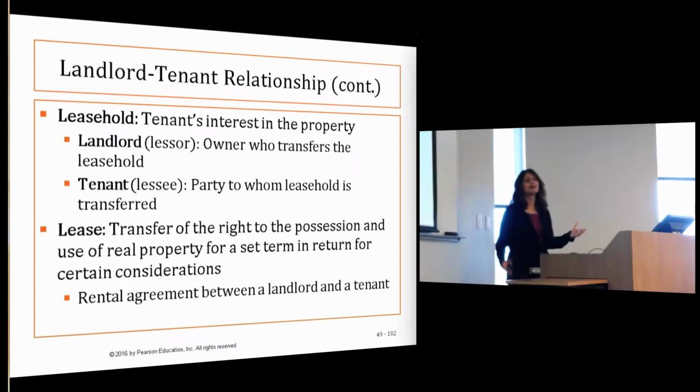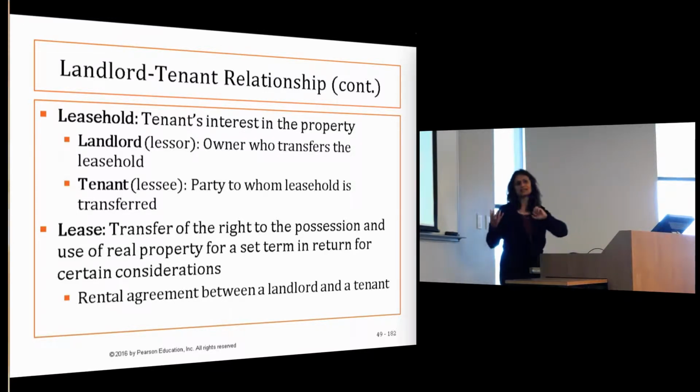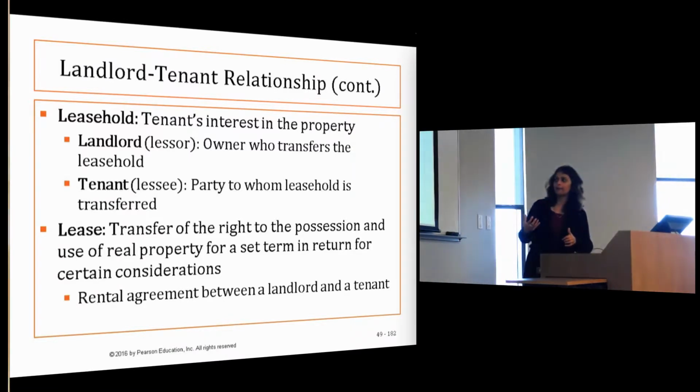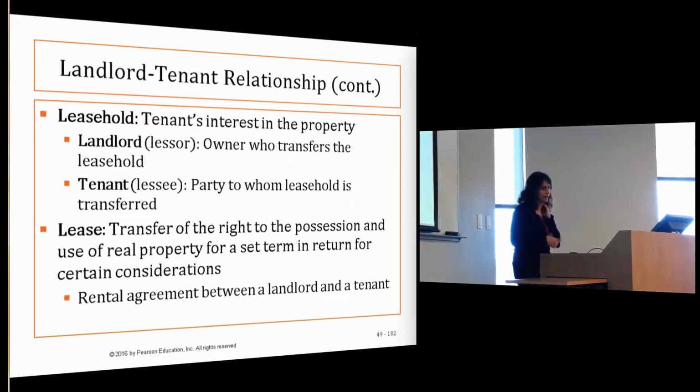What is a lease? Again, a lease is an agreement. It's a contract, isn't it? Where the right to possess and use real property for a period of time has been given to the tenant by the landlord, and it's basically an agreement between them. Right? It's a contract. You can't get away from contract law.